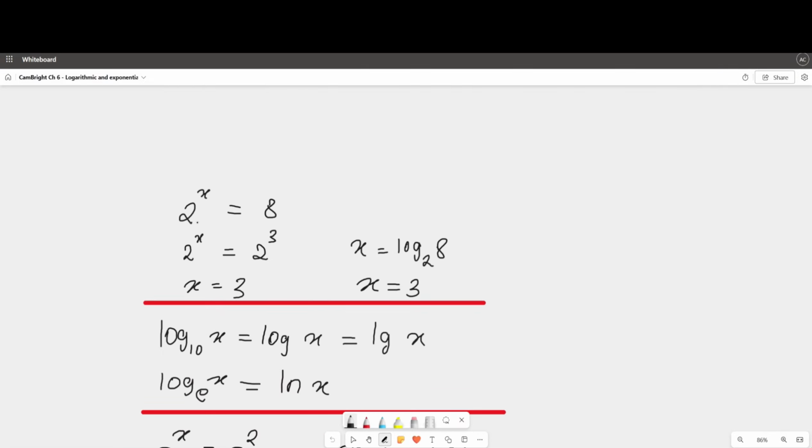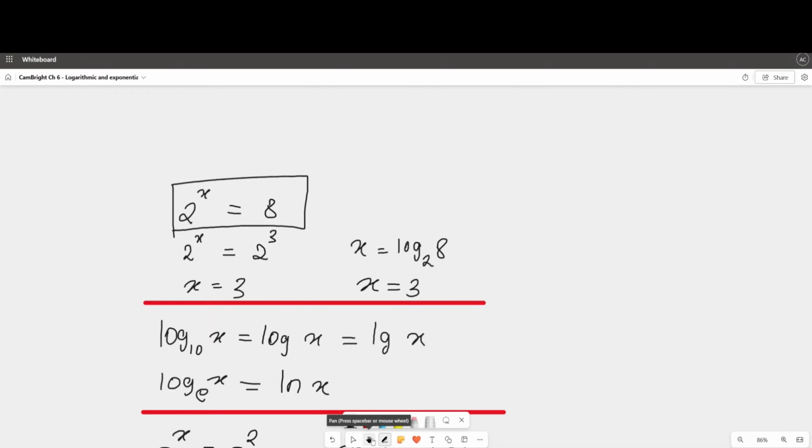If you have an equation of this type, 2 to the power x is equal to 8, how you would have been solving it till now is you would say that 8 is equal to 2 cubed, and then if you compare them, you can see that x must be equal to 3, and that is how you would solve it.